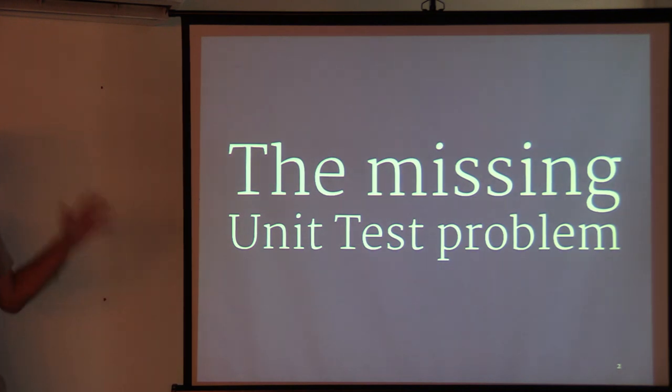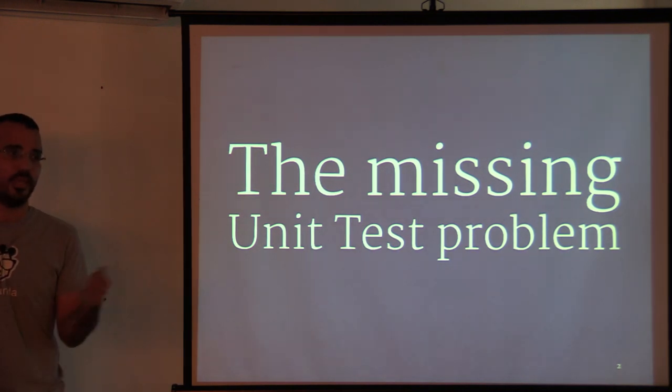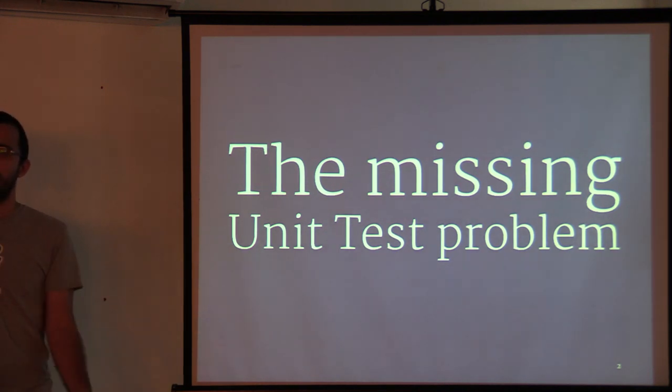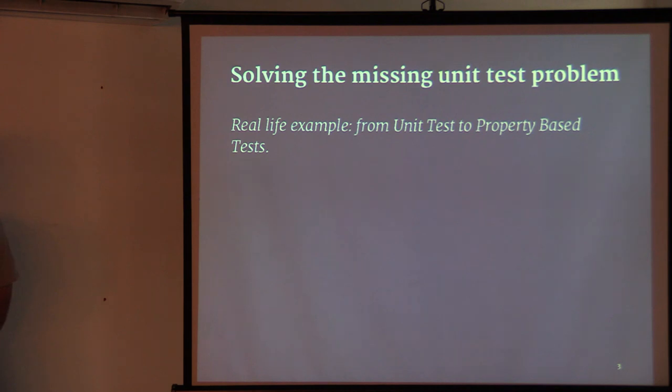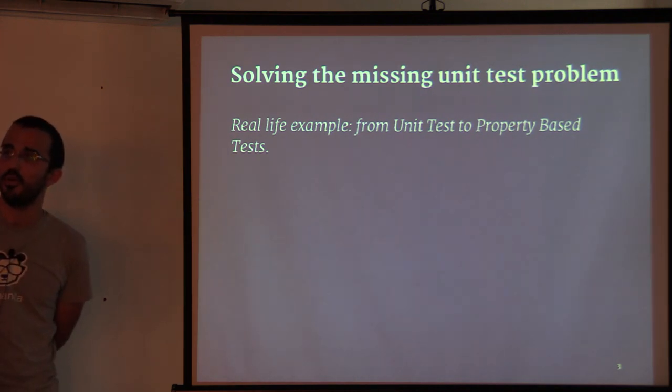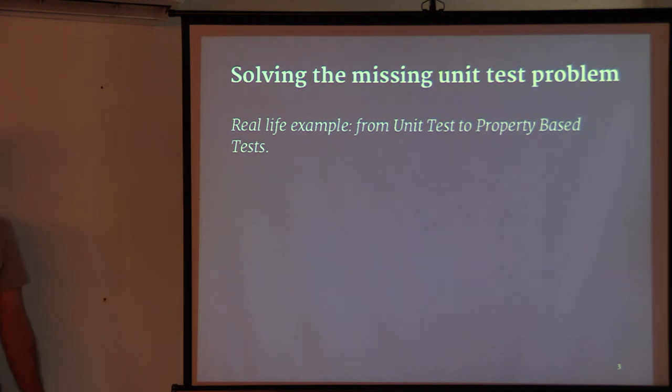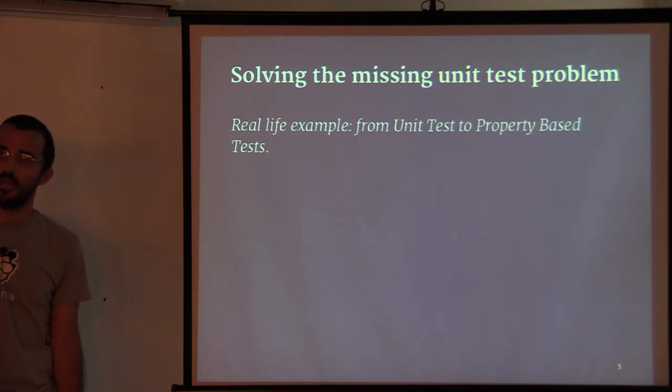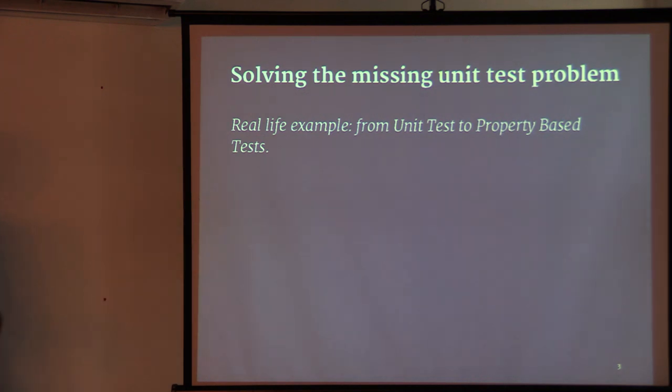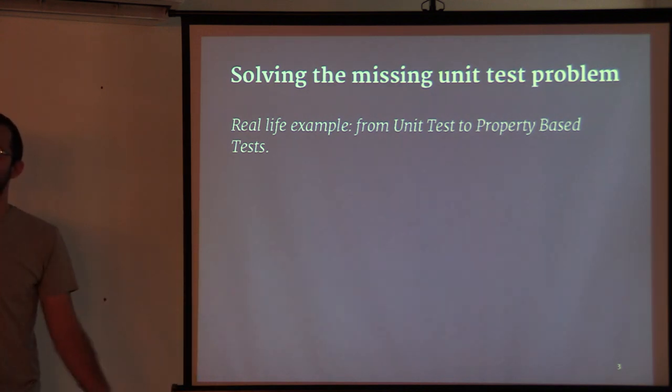I call this the missing unit test problem. No matter how much time or how much effort we put into our tests, we are going to be missing tests. So we really need a way to solve this problem. And that's what we're going to do today. Today, we're going to solve the missing unit test problem. How are we going to do that? We're going to be using property-based testing. So we're going to tackle a real feature we've done here at BigPanda not so long ago, and write some code and then write some tests and try to push it on and on until we feel the problem has resolved.